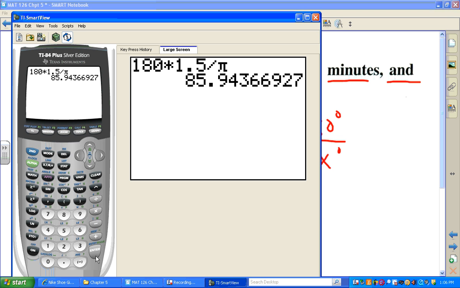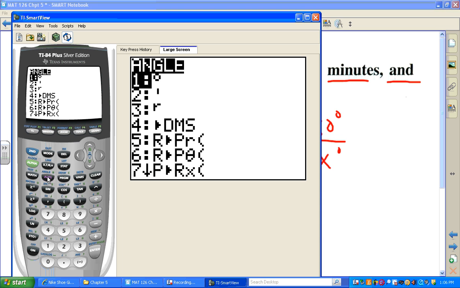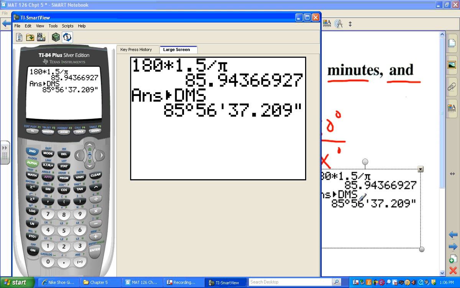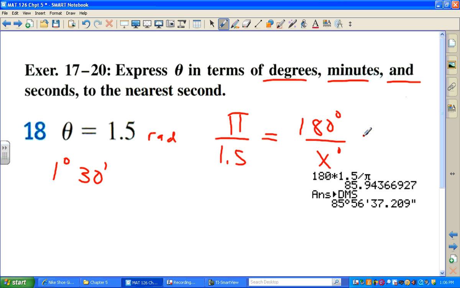Now, how do I change 85.94366 into degrees, minutes, and seconds? I go to angle, second angle. That's the easy way of doing it. Then you have 85 degrees, 56 minutes, and 37 seconds. Okay? Some people like that, some people don't. 85 degrees, 56 minutes, 37 seconds.